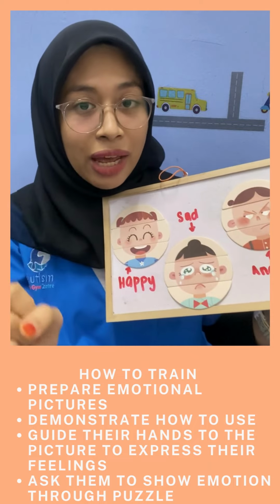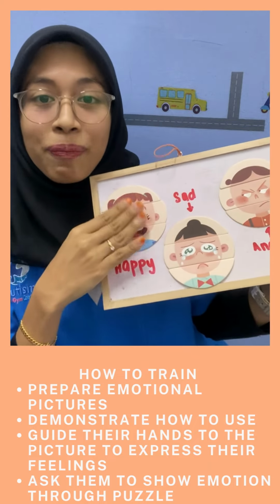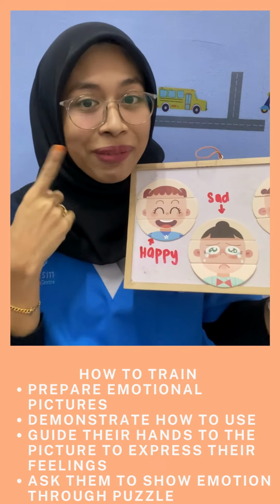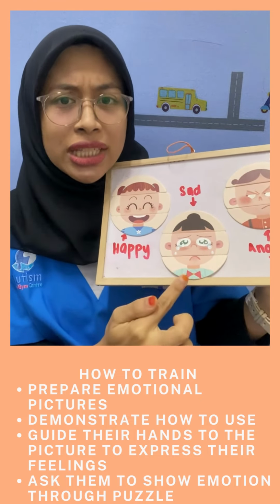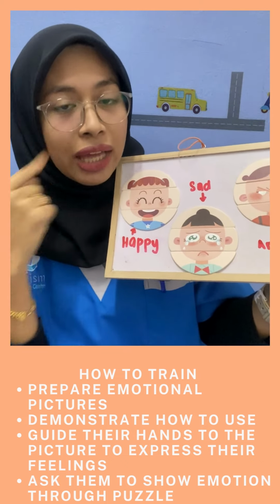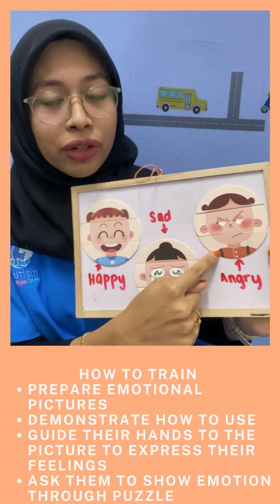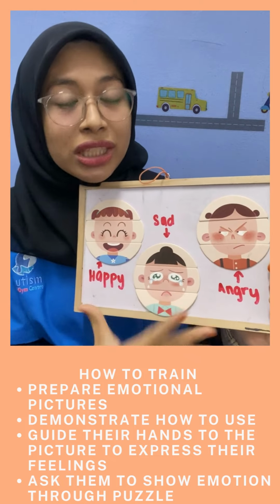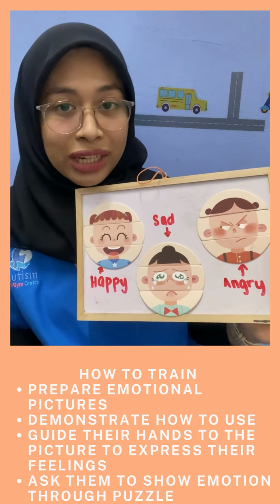If you see that they are happy, you can guide their hand to the happy face, showing that they are happy. Or if they are sad, you can guide their hand to the sad face, sad. And lastly, angry. So these are the main three emotions that we constantly feel.